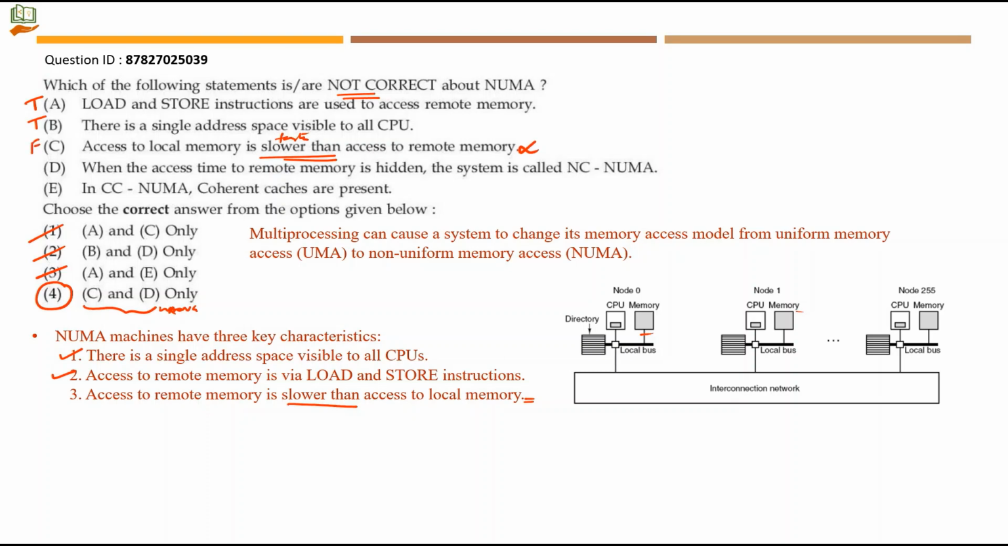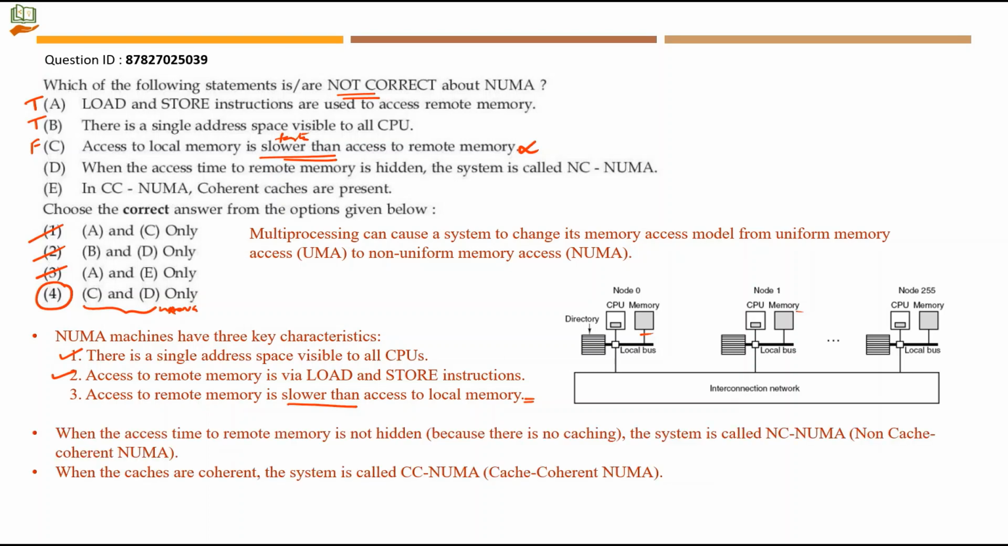Next D. When the access time to remote memory is hidden, the system is called NUMA. Let's see the relevant statements. When the access time to remote memory is not hidden because there is no caching, the system is called NUMA, that is non-cache coherent NUMA. So since there is no caching, they say when the access time is not hidden. But here the statement they have given is hidden. So whenever it is not hidden, we call it NUMA. So D is false. The actual statement should be not hidden. So we are marking it wrong.